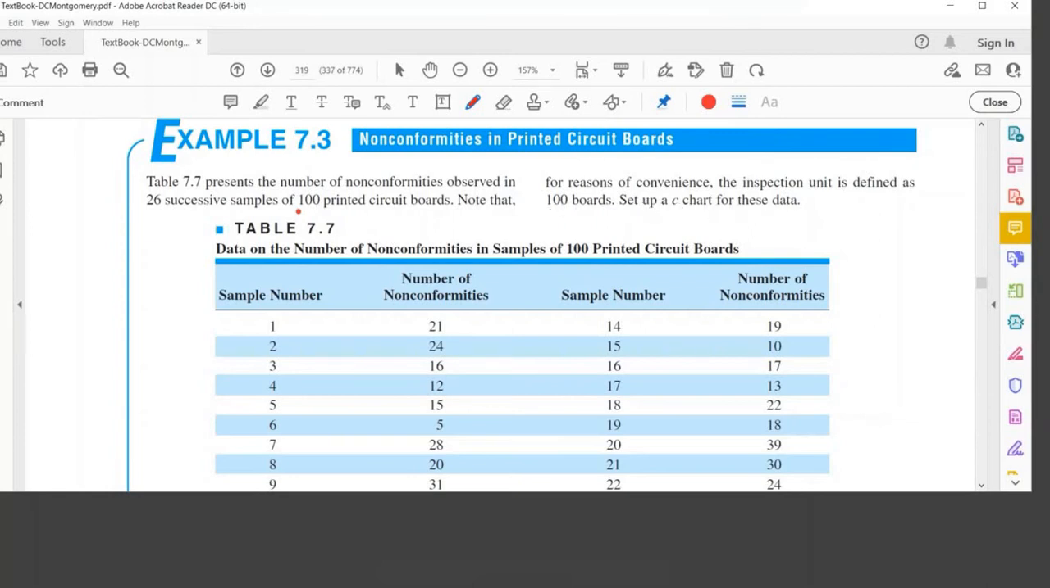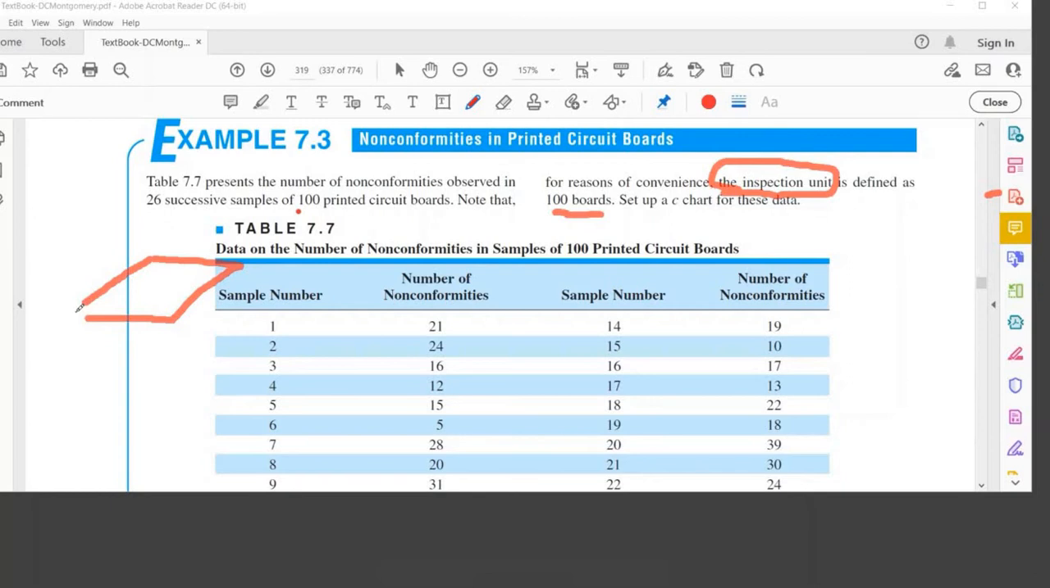Another thing that we are concerned with, or what we are using in the C chart, is what we call the inspection unit. What is an inspection unit? In this case, it is 100 boards. 100 boards is considered as one inspection unit. We can also have one dozen, or maybe one box.